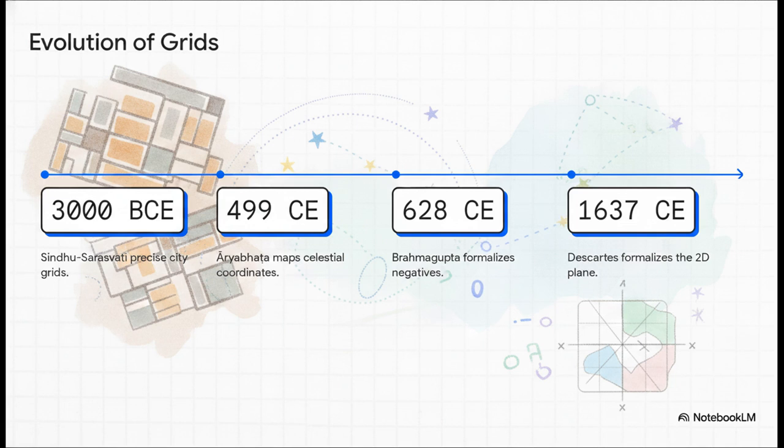But, okay, here is the absolutely crucial turning point. In 628 CE, Brahmagupta formalizes the notion of zero and negative numbers. And honestly, without this monumental leap, René Descartes wouldn't have been able to formalize the 2D Cartesian plane way later in 1637. So yeah, Brahmagupta's negative numbers basically made the modern map possible.